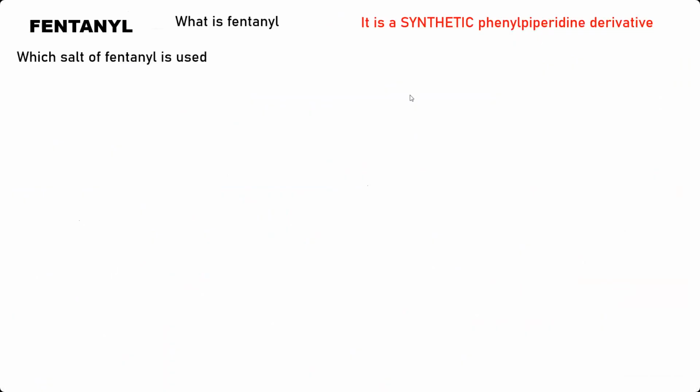Then comes the commonly used drug fentanyl. What is fentanyl chemically? Every day you are using it. It is a synthetic phenylpiperidine derivative. Okay, very good. What salt of fentanyl is used?